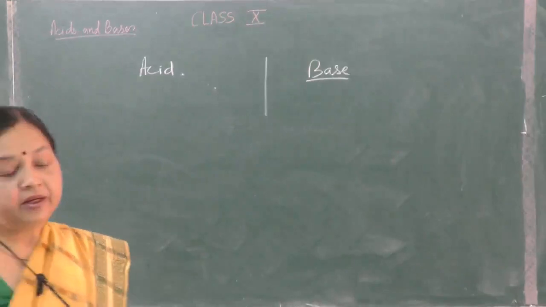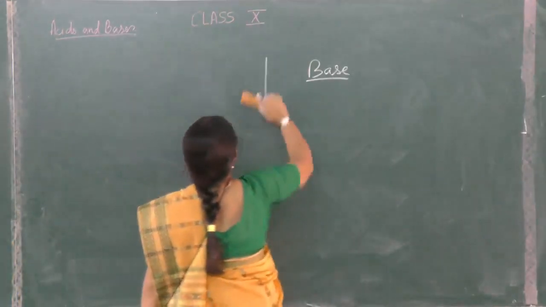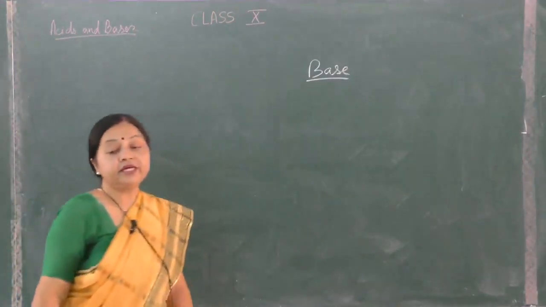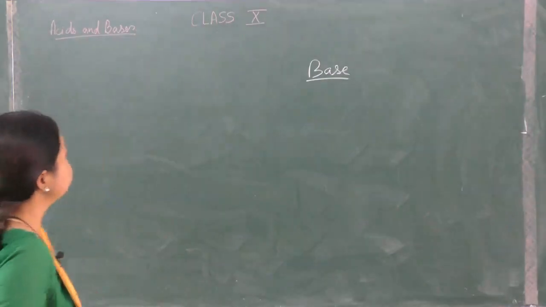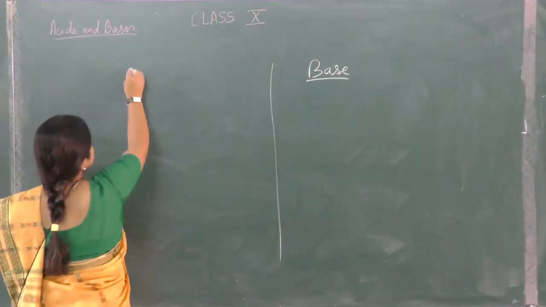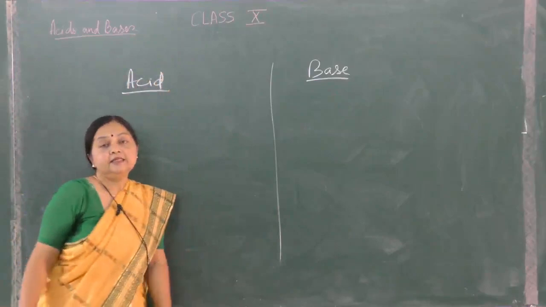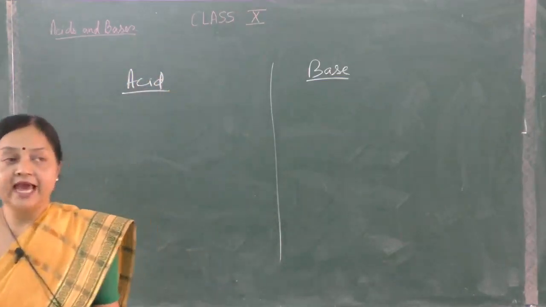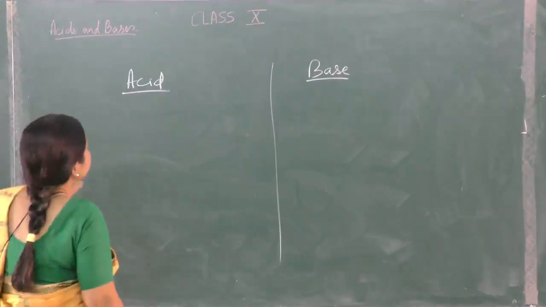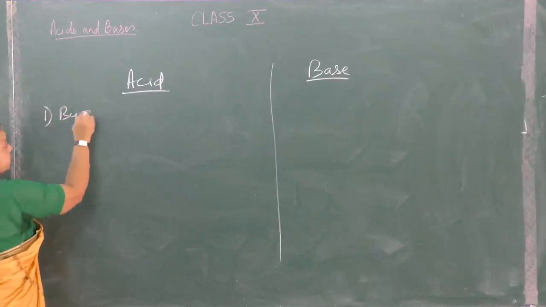Now we will do the preparations of acids and bases. This was classification, and now we will do the preparations of acids and bases. First, by synthesis. Synthesis means direct combination. The elements are combining to form the molecule of acid or base. First method, by synthesis.